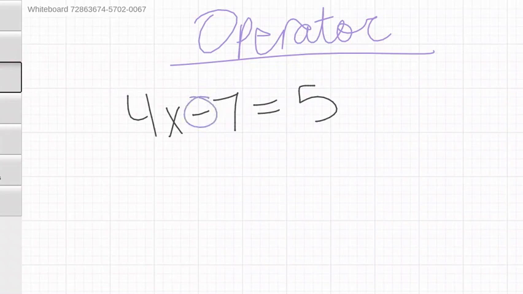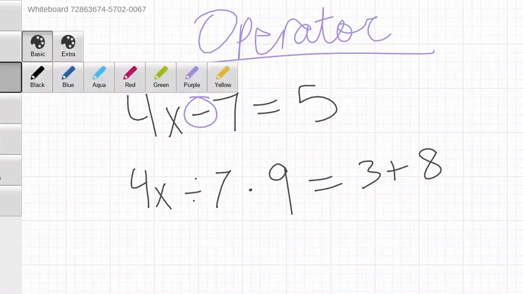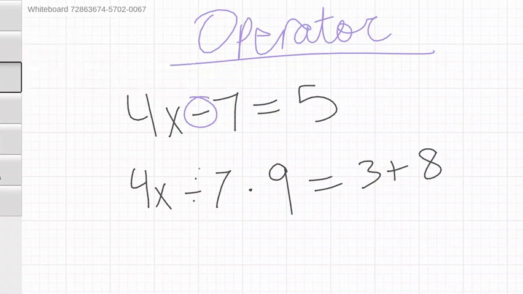But let's say it was 4x divided by 7 times 9 equals 3 plus 8. What would be our operators then? Well, our operators would be dividing, multiplying, and adding.